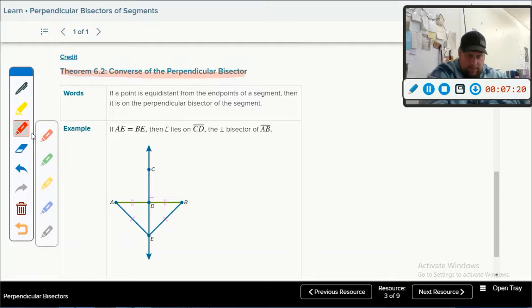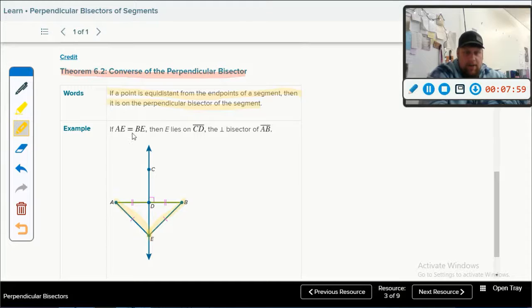If a point is equidistant from the endpoints of a segment, then it is on the perpendicular bisector of the segment. So this one we're coming backwards. We're saying, hey, if a point is equidistant from the endpoints of a segment, so this point E is the same distance from A as it is from B. And if that's true, then we can say that DE or EC or whatever you want to call this line must be a perpendicular bisector of AB.